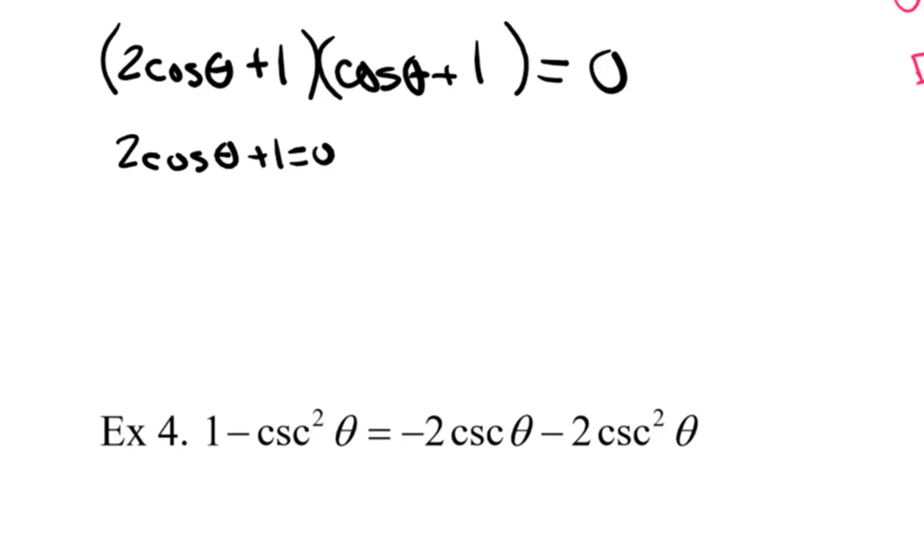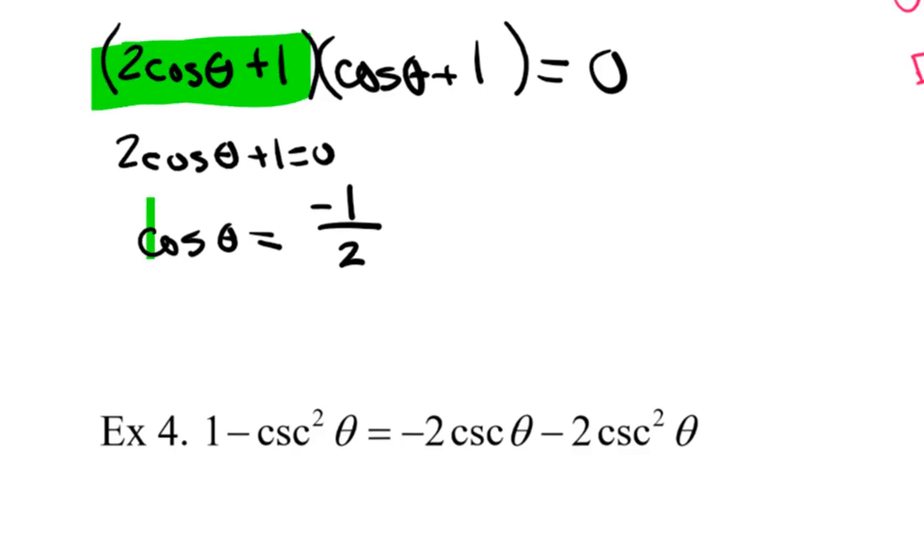So that's going to give us 2 cosine theta plus 1 equals 0. And then we're going to do 2 steps at once here because you guys are at that level. So cosine theta, if we move the 1 over, we will be at negative 1. And dividing by 2 gives us the quotient, cosine theta equals negative 1/2. All right, so that is for my very first factor.